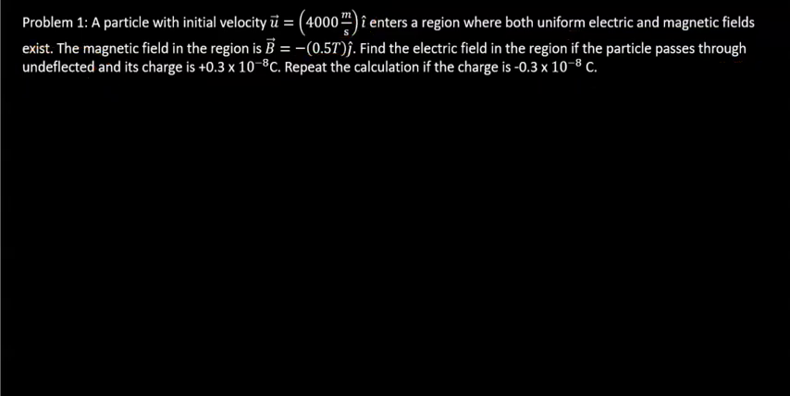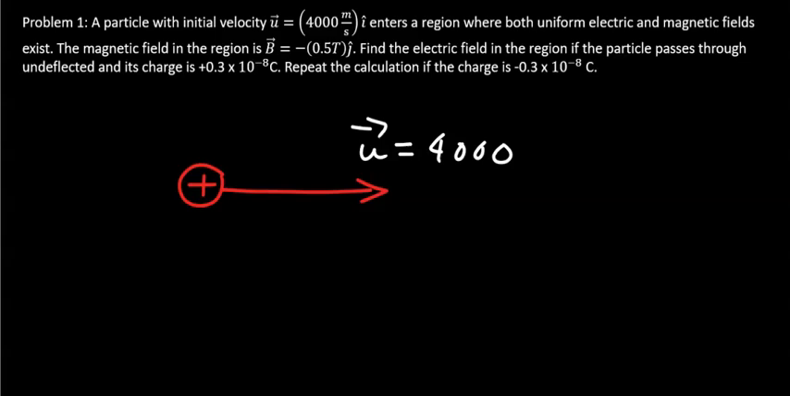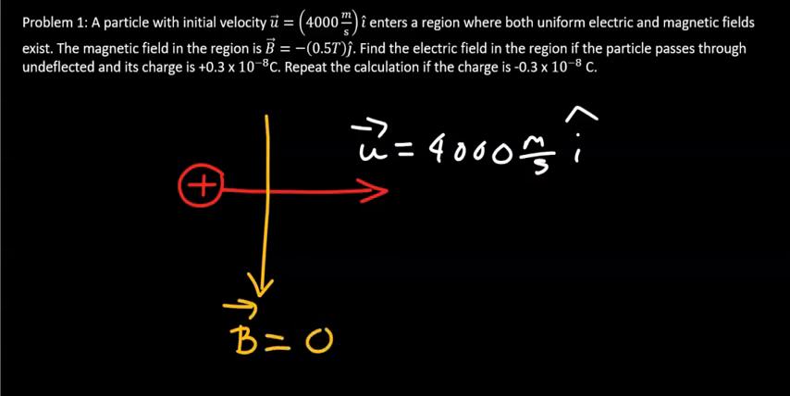So let's do the calculation for the positive charge. You have a positive charge and it is moving along the positive x-axis because the direction of its velocity is i hat. So the velocity is given by 4,000 meters per second in the direction of i hat. Note that the magnetic field is vertically downward. So that is the magnetic field. The magnitude is 0.5 Tesla in the direction of minus j hat as given by that expression. We need to pinpoint the electric field.